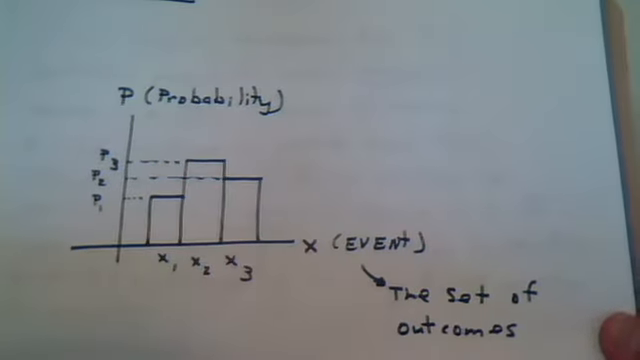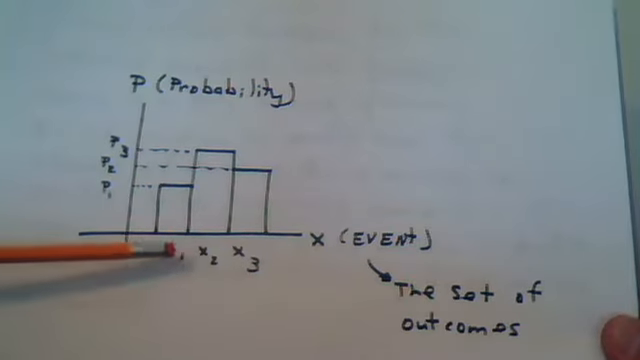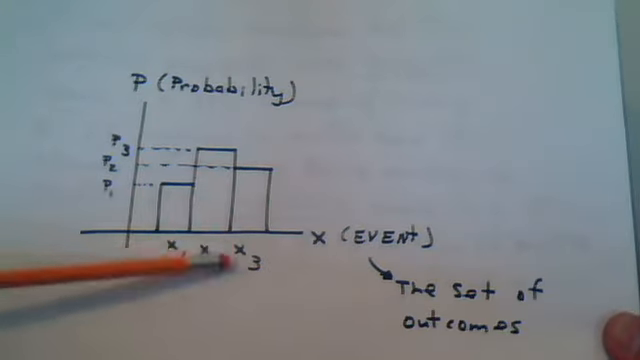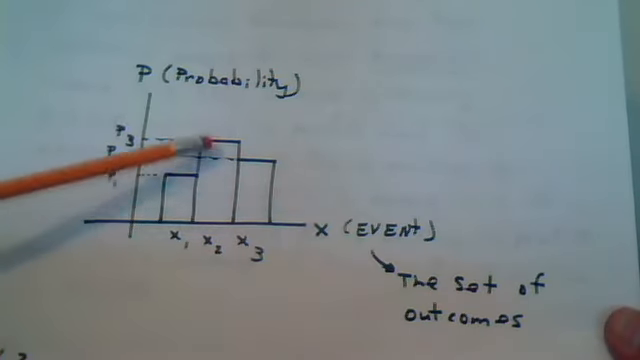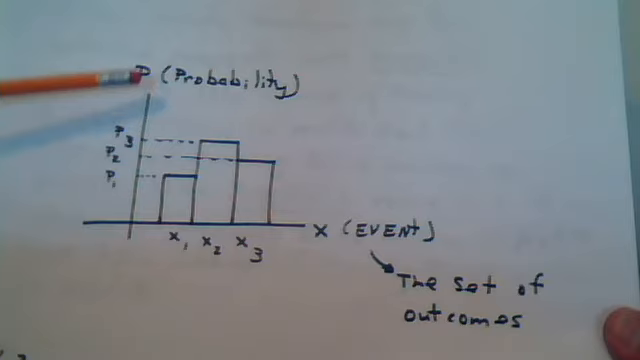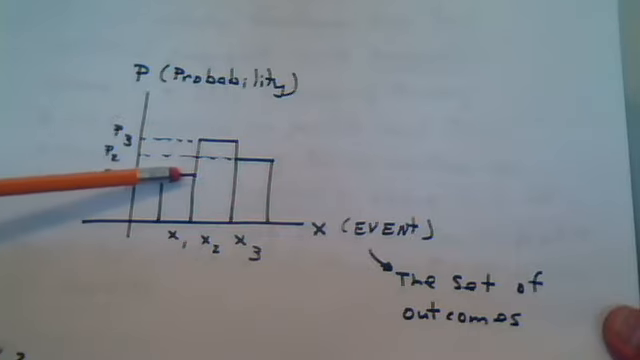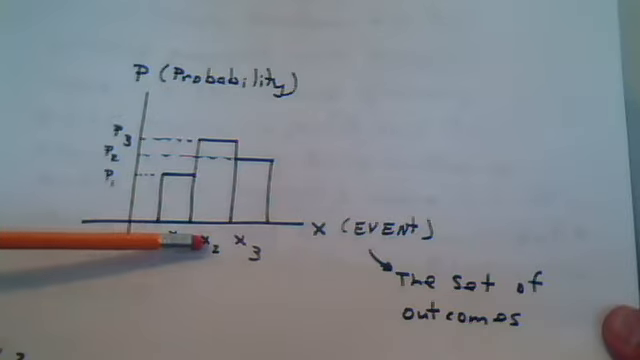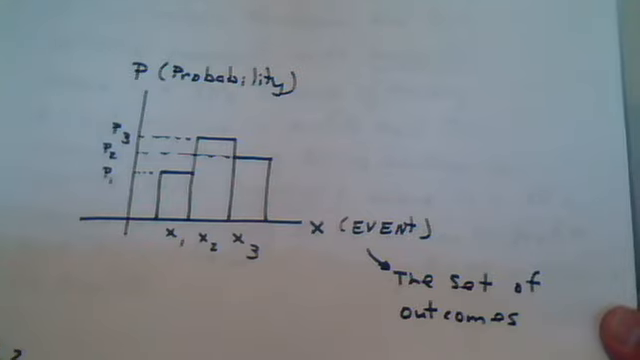Histograms are very good to describe probability distributions. These would be the events. In this case, we have 3 events, and each event has its probability. The probability is read off the vertical axis. So this event, whatever it happens to be, has a probability of p sub 1. Event x sub 2 has a probability of p sub 3, whatever its probability is, and so on.